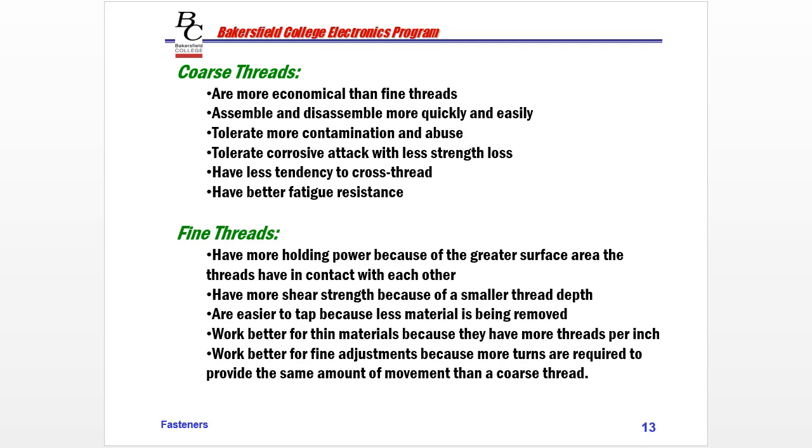Now let's talk about the difference of coarse and fine threads. So the advantages of coarse threads are that they're more economical than fine threads. There's fewer threads, so they're easier to manufacture, so they cost less. They assemble and disassemble more quickly and easily. There are fewer threads per inch, so when we're turning it, each turn moves farther into our work area. They tolerate more contamination and abuse because there's a lot bigger difference between the major and the minor diameters, so there's a lot more space to be able to have abuse of grime and dirt.